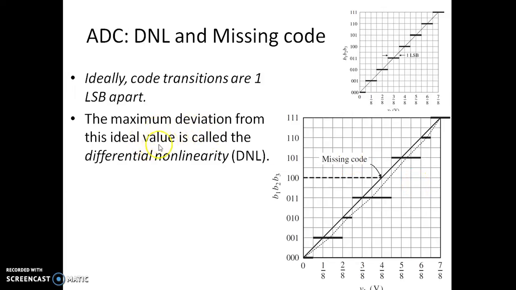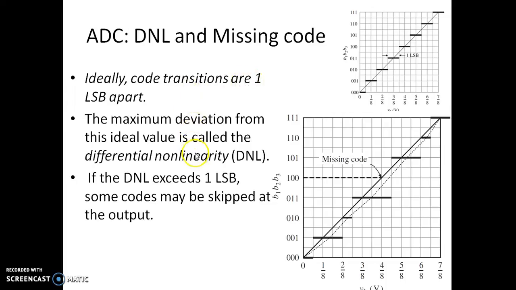The maximum deviation from this ideal value is called as differential nonlinearity. The ideal value happens to be 1 LSB. If the DNL exceeds 1 LSB, some codes may be skipped at the output. So as we can see here, this is maybe. Now here the DNL is actually exceeding 1 LSB. Now it is almost 2 LSB. This length is actually 2 LSB. So because it is 2 LSB, there is a possibility of code being missed out here.